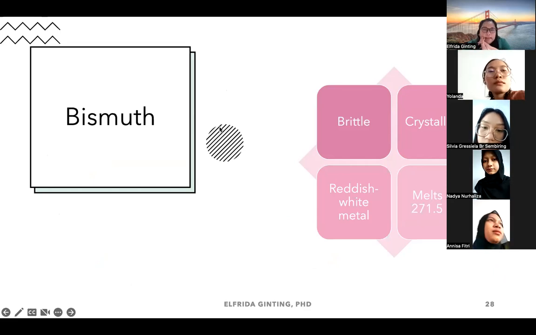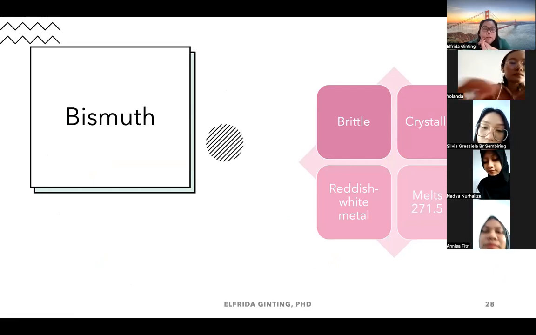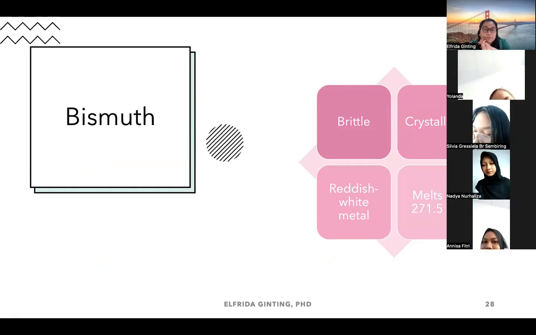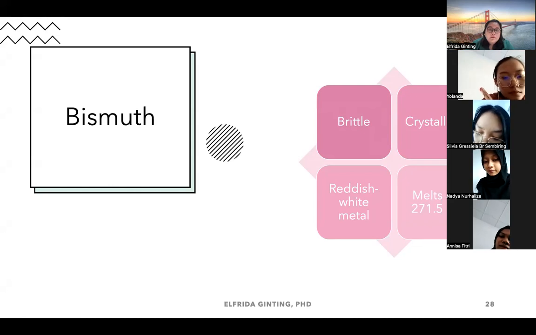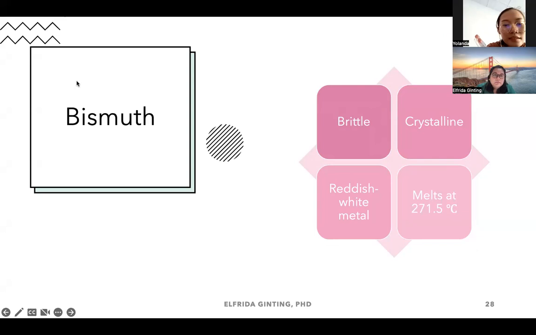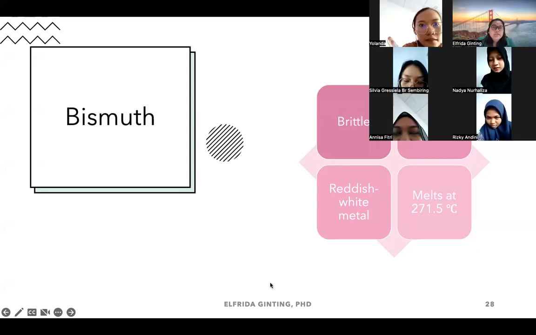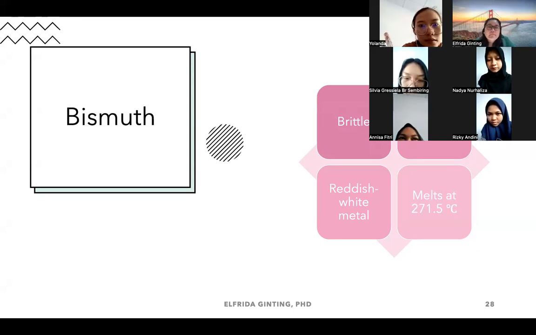Now, we already learned about mercury. The second cation that we will learn is bismuth. The physical character of bismuth is that it is brittle. What is the meaning of brittle? Rapuh. Yes, so bismuth is brittle.